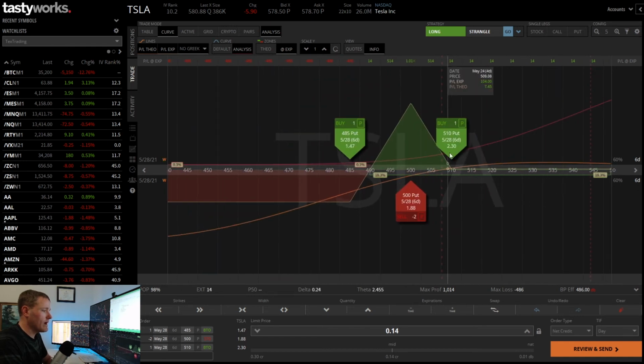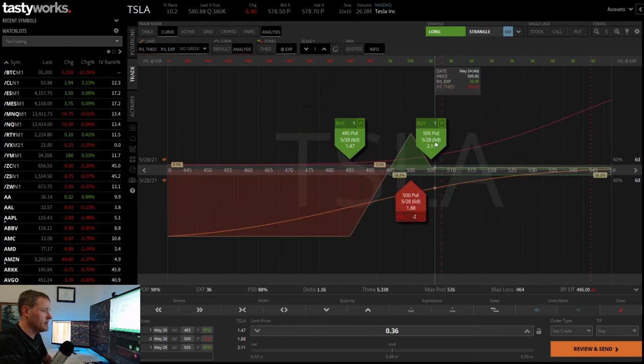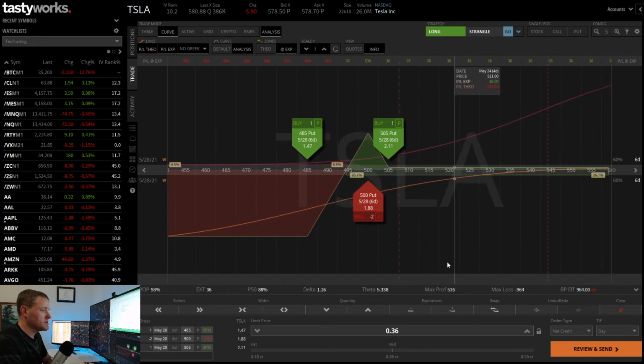Now we can play around with this. Like if we bring this in like that, you can see that we're going to start increasing the amount of money that we could bring in. Right here, we're looking at a 36-cent credit. So essentially we would bring in $36 to put this trade on.